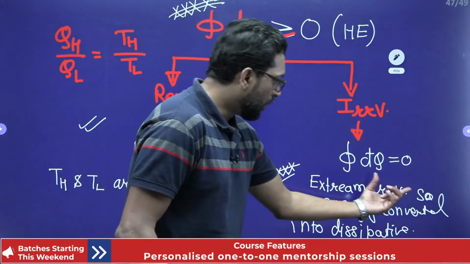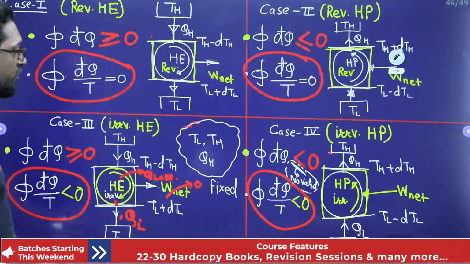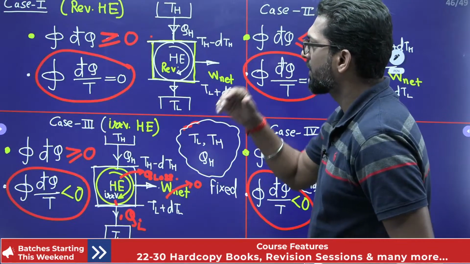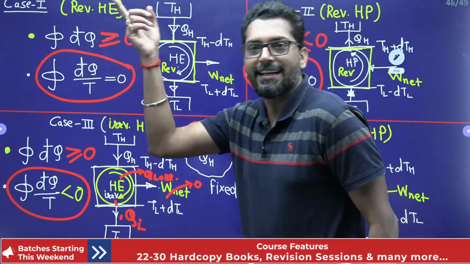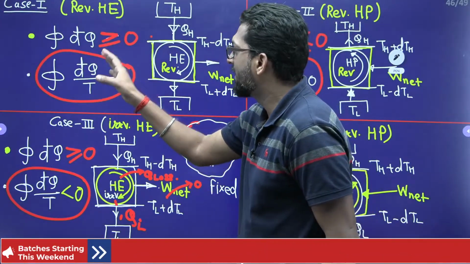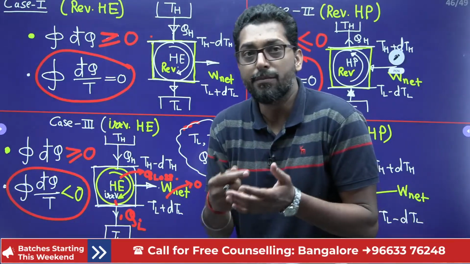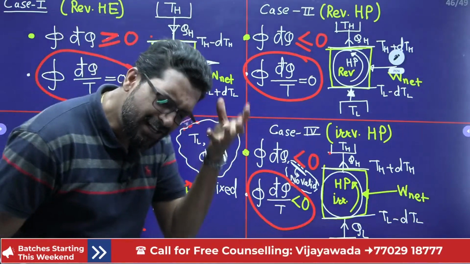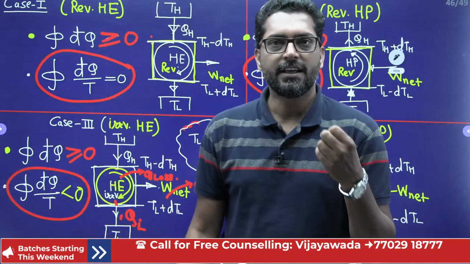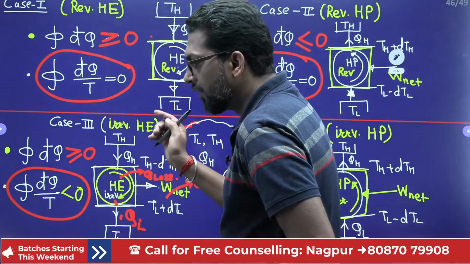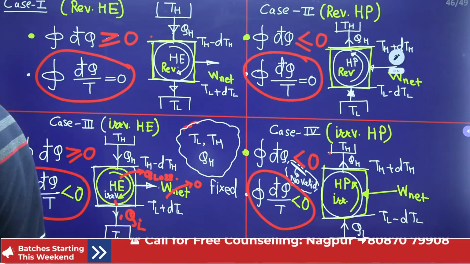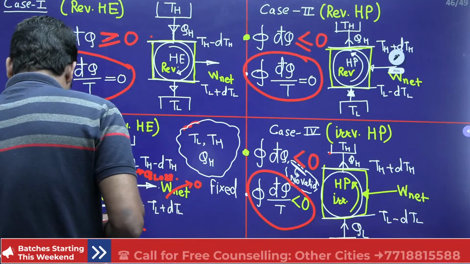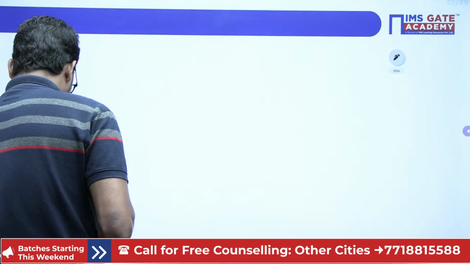This equality holds for the irreversibility. So during these cases, we can observe easily that the cyclic integration of dq by t is a very important parameter which can measure the extent of irreversibility. The extent of irreversibility. So from here we can say that next.